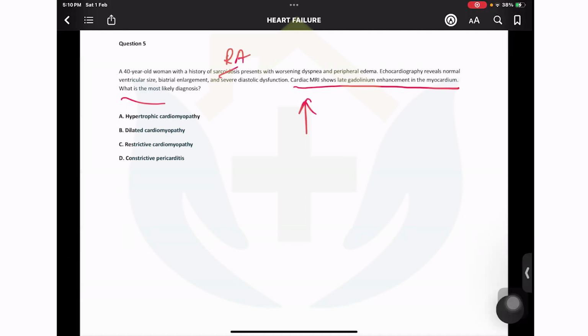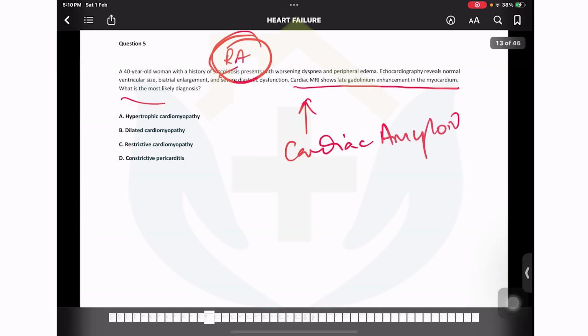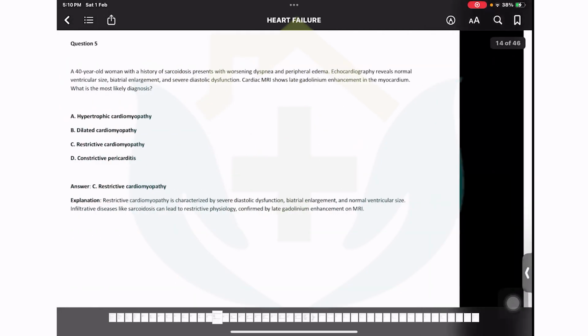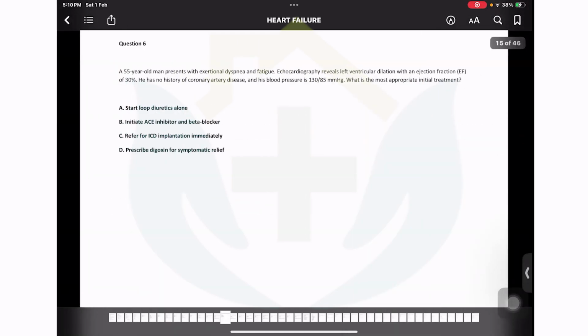Cardiac MRI shows, yes, so cardiac amyloidosis. From where did amyloid come? Because of the chronic inflammatory state, abnormal proteins are produced, and these proteins are not cleared by the kidney, so they accumulate inside the body. So restrictive cardiomyopathy is the answer here. All right, very important questions coming in.